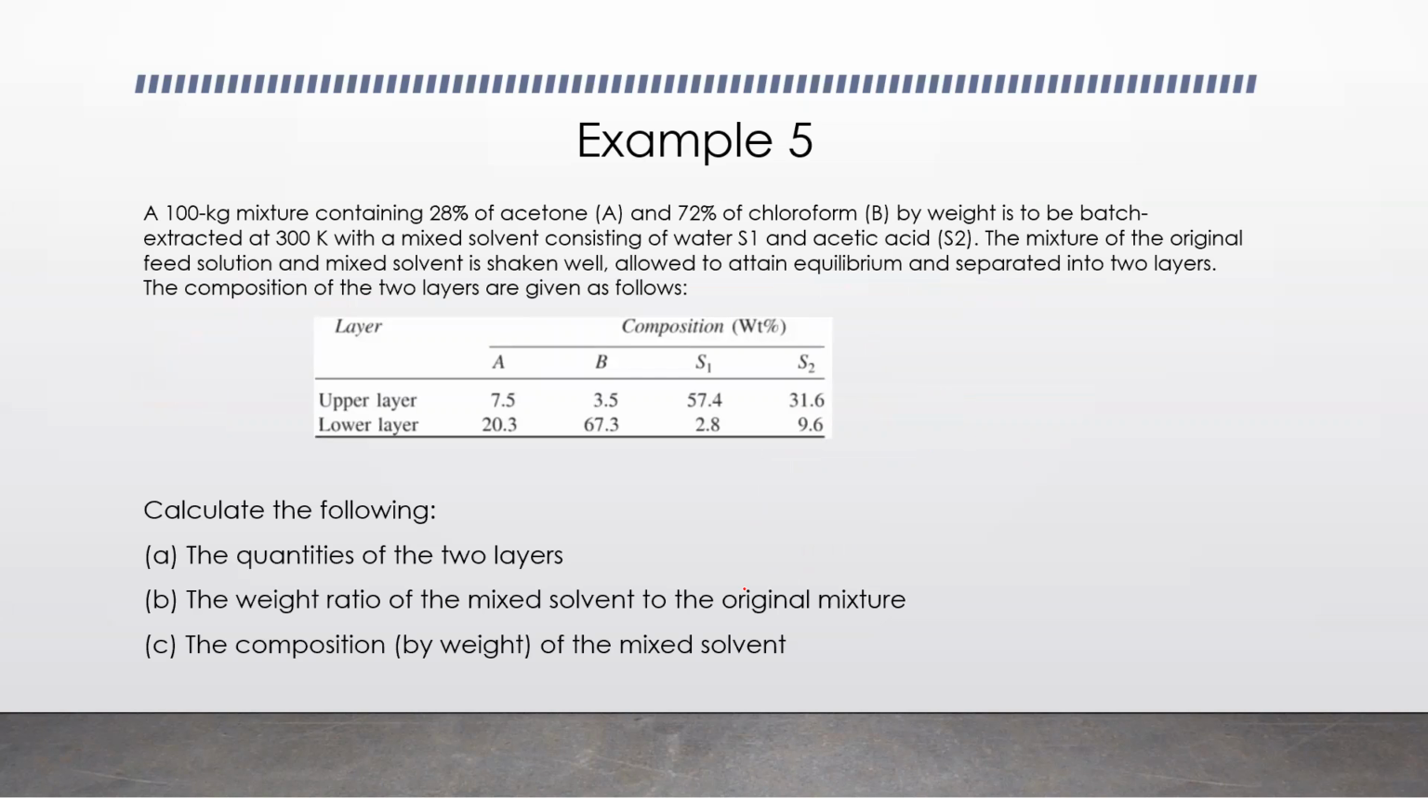Now we come on to the last problem of this lecture. A 100 kg mixture containing 28% acetone, which is A, and 72% chloroform, which is B, by weight, is to be batch extracted at 300 Kelvin with a mixed solvent consisting of water S1 and acetic acid S2. The mixture of the original feed solution and mixed solvent is shaken well, allowed to attain equilibrium, and separated into two layers. The compositions of the two layers are given as follows. The upper layer, let's call it E, has this composition, and the lower layer, let's call it R, has this composition. Calculate all these things. So first of all, go ahead, pause the video, and try to solve this problem yourself.